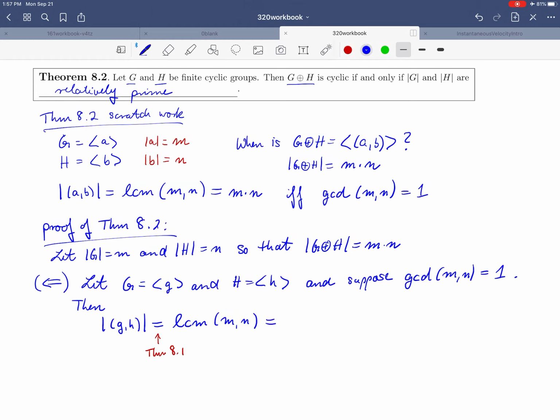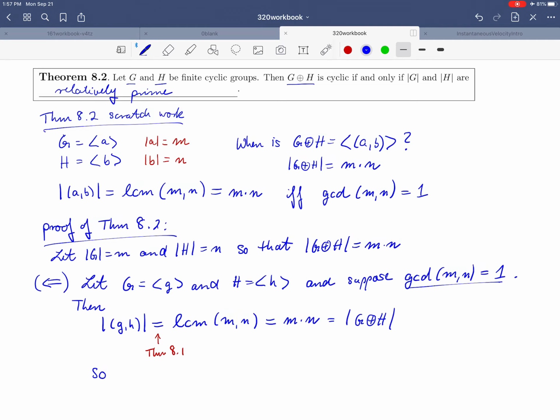But what is the LCM of M with N? Well, we are assuming that the GCD of M and N is equal to 1, so the least common multiple is the product of M with N, since they don't have any prime factors in common. So this is M times N. But that is the order of G plus H. And so we see that the order of (G, H) is the same as the order of the group. And so that means that (G, H) has to be a generator for our group, G plus H.